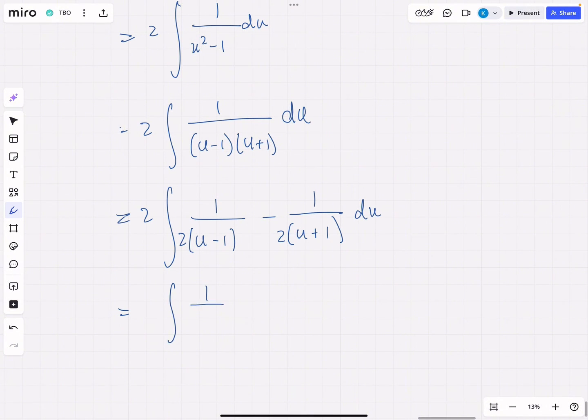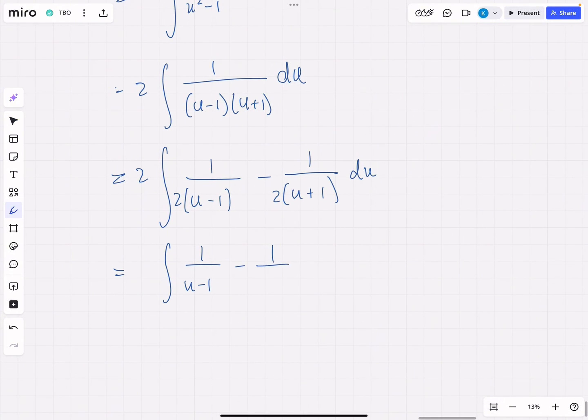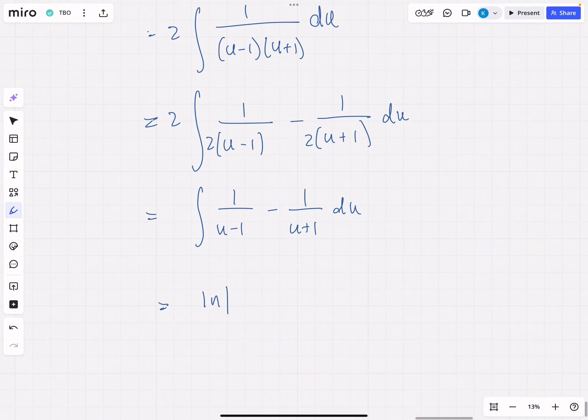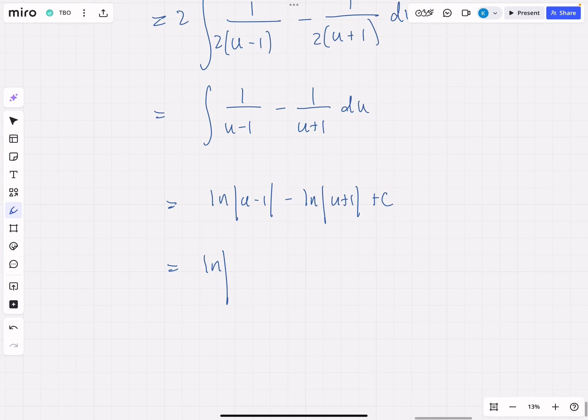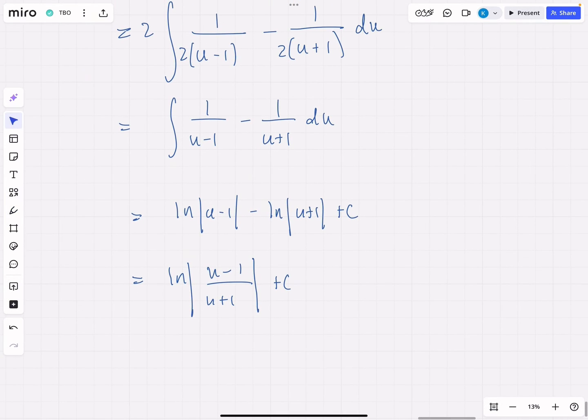the integral of 1 over u minus 1 minus 1 over u plus 1. And this is simply the natural log of the absolute value of u minus 1 minus the natural log of the absolute value of u plus 1 plus c. Using our rules with the logarithms, we can write this as the natural log of u minus 1 over u plus 1 plus c, absolute value again, because we know that log of x is only defined for x greater than 0, right?